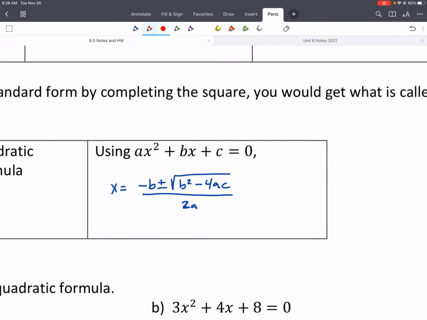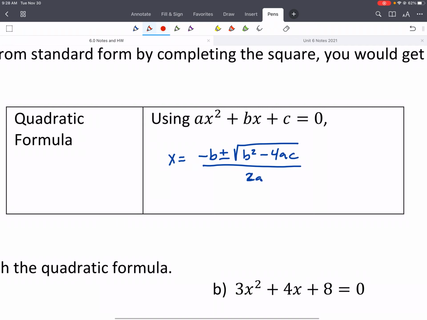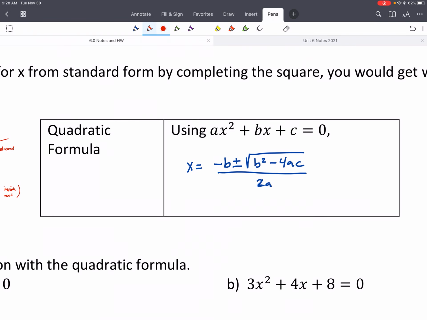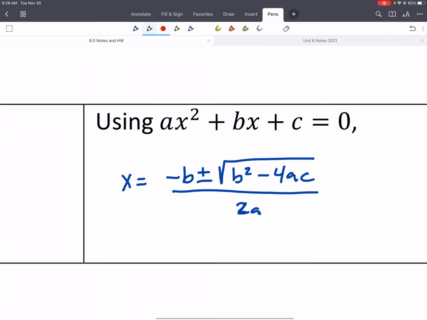And then let's get into the quadratic formula. So we've talked about solving different ways. This is the last way we can solve, the quadratic formula. The thing about the quadratic formula is that it is basically completing the square, where if you were to complete the square using just the letters A, B, and C instead of numbers, this is what you would end up getting: the quadratic formula.